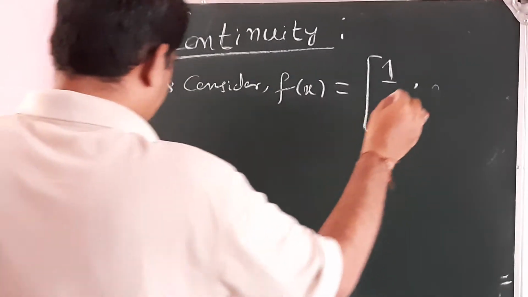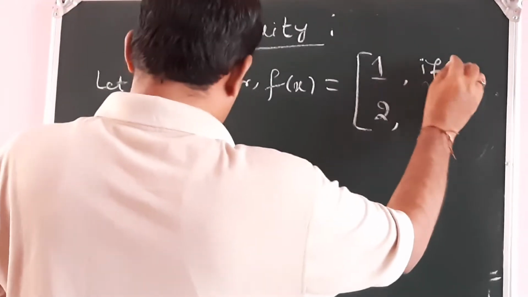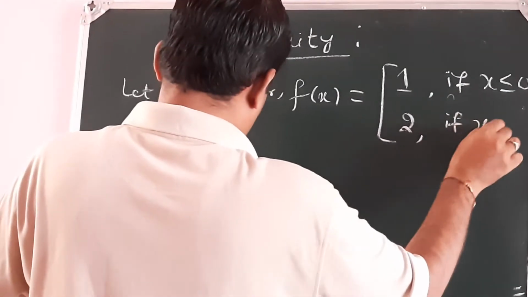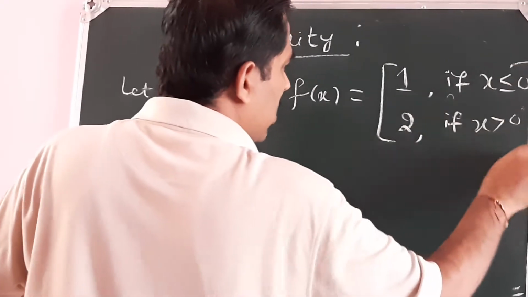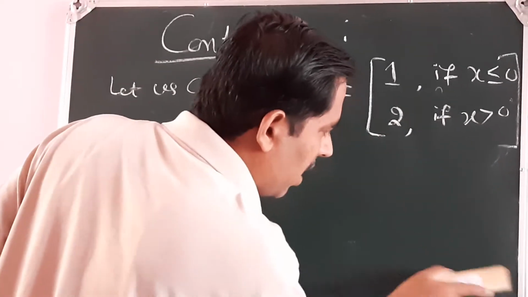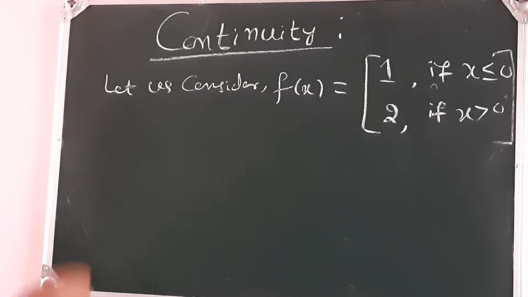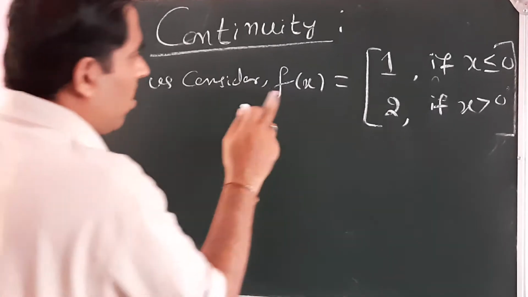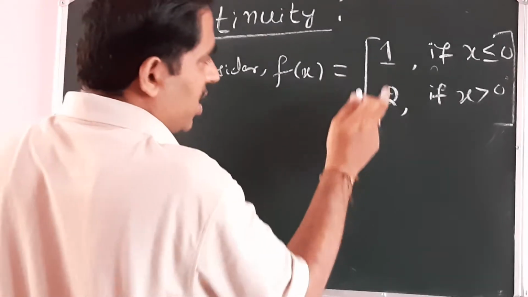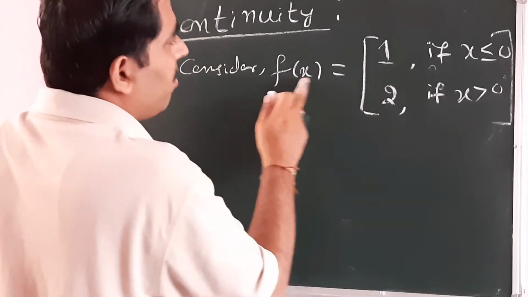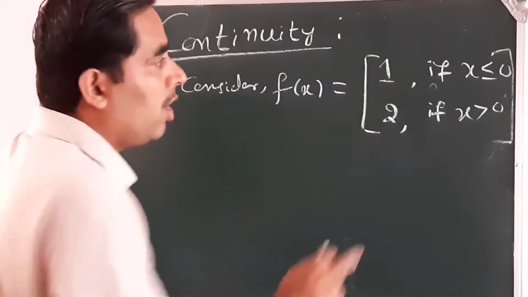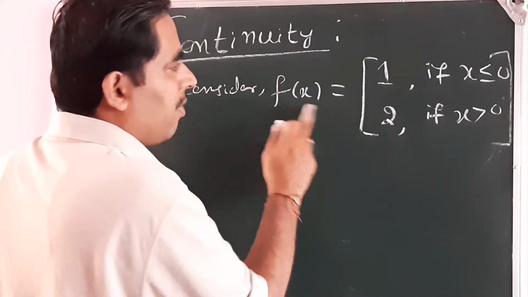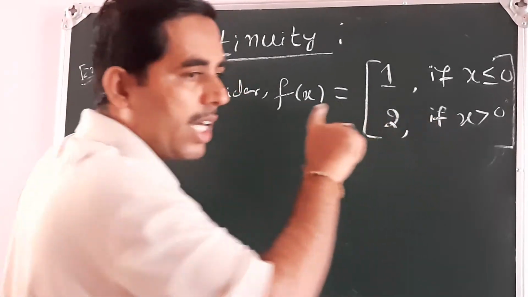Observe carefully, very important here. f of x is equal to 1 if x is less than or equal to 0, and f of x is equal to 2 if x is greater than 0. We can take many examples. I have defined a function here: f of x is equal to a constant. 1 is a constant, 2 is a constant. Condition is given, f of x is 1 if x is less than or equal to 0, then f of x is 2 if x is greater than 0.